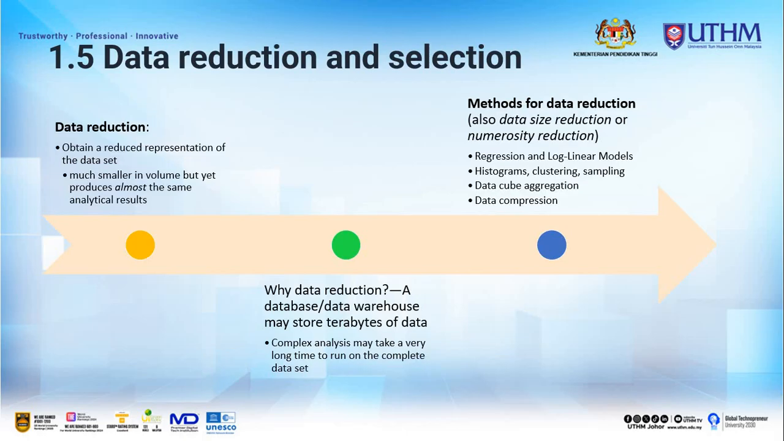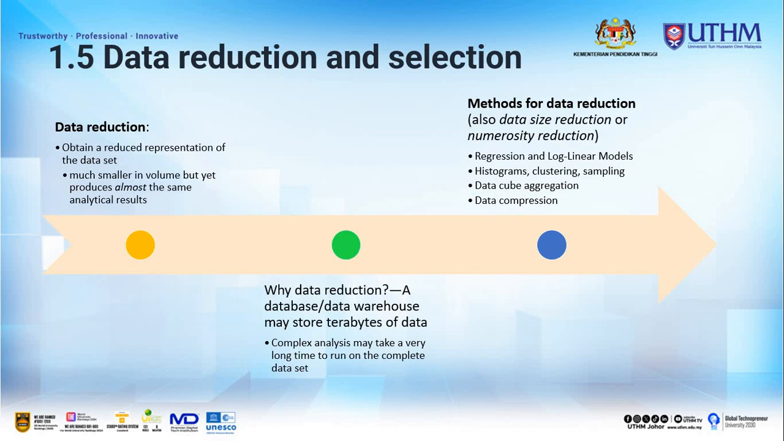So what are the methods? Methods for data reduction are techniques used to achieve the data reduction. Some common methods are regression and log linear models, which use statistical models to approximate the data with fewer parameters. Second is histogram, clustering and sampling. Histogram summarizes the data distribution using bins. Clustering groups similar data points together, and sampling selects a subset of data that represents the whole data set.